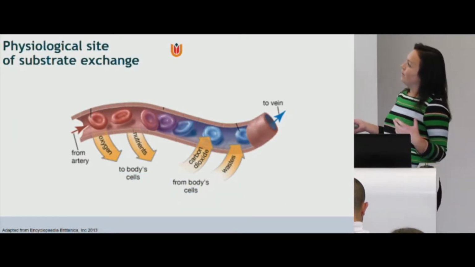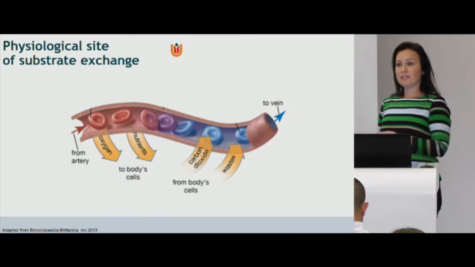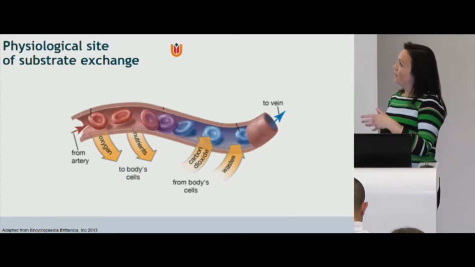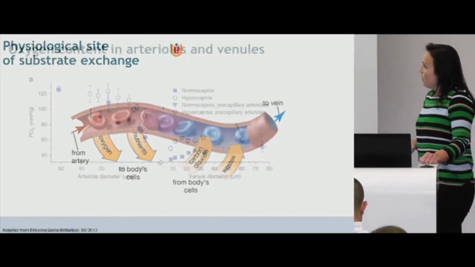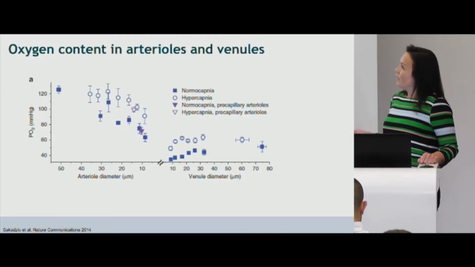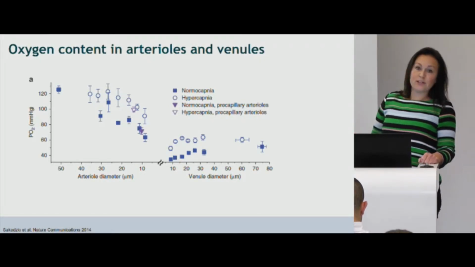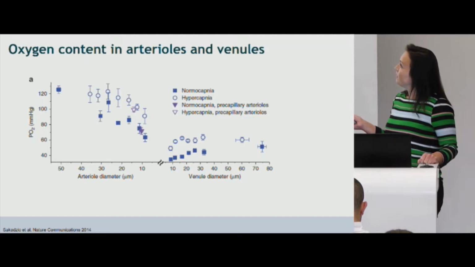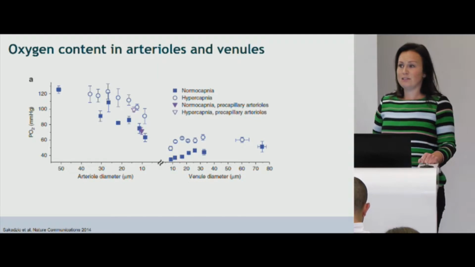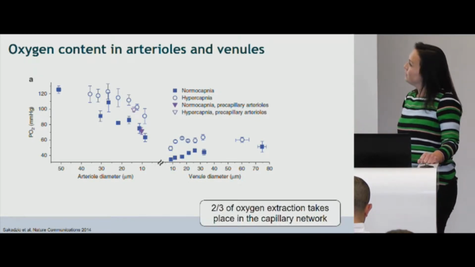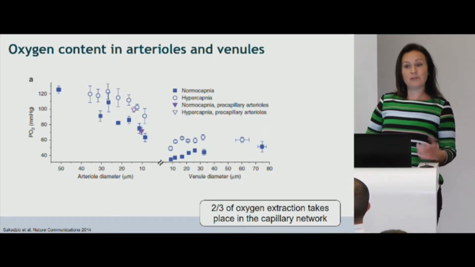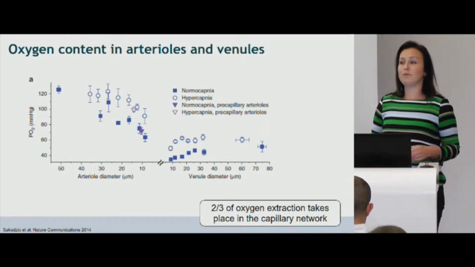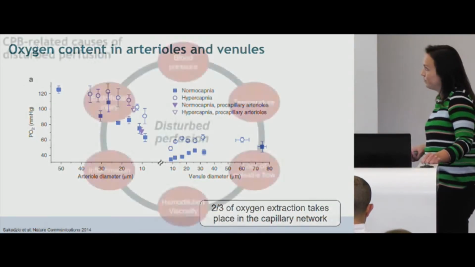So we have the oxygen and the nutrients going from the circulation into the surrounding tissues, and the carbon dioxide and the waste going from the tissue back into the circulation. This is very nicely shown over here, where you have the oxygen content within the arterioles and in the venules. The arterioles are here on the left, the venules on the right, and you can see that the oxygen content in the venules is way lower than within the arterioles. So two thirds of the oxygen extraction takes place within the capillary network. So you can imagine that we want to maintain the perfusion within the microcirculation.